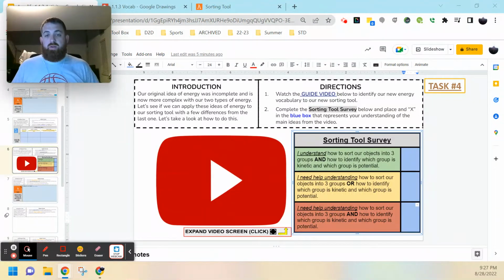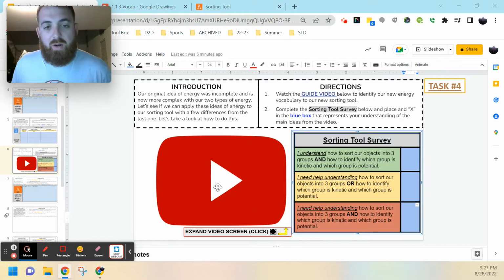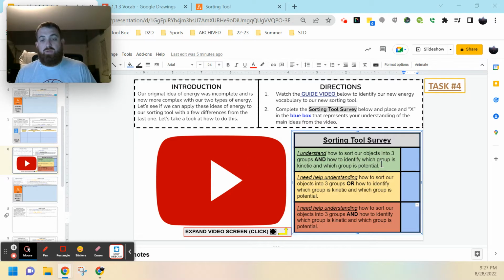Hey everybody, Mr. Regan here, and today we're going to be diving into a new sorting tool where we look to apply our understanding of potential and kinetic energy. And as we dive into this new sorting tool, we're going to be breaking down two important things.